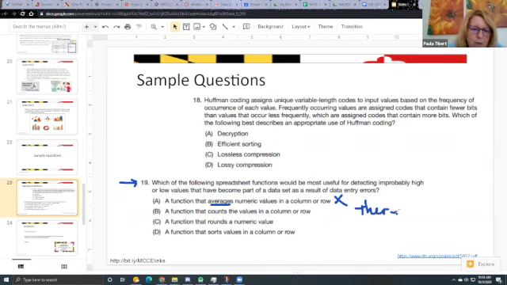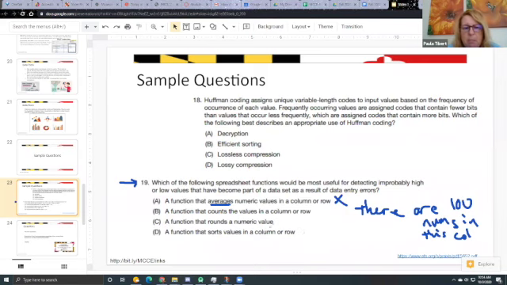A function that rounds the numerals doesn't really matter because it doesn't really say what kind of numbers we're using anyway. So a function that sorts the values would definitely show whether there are some values that are not similar to others. That's my thinking.